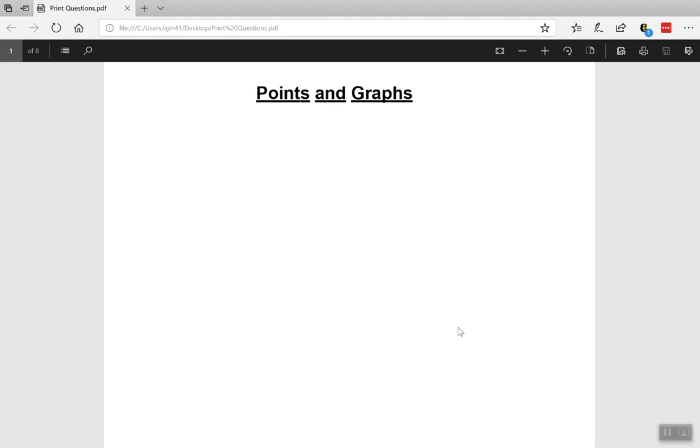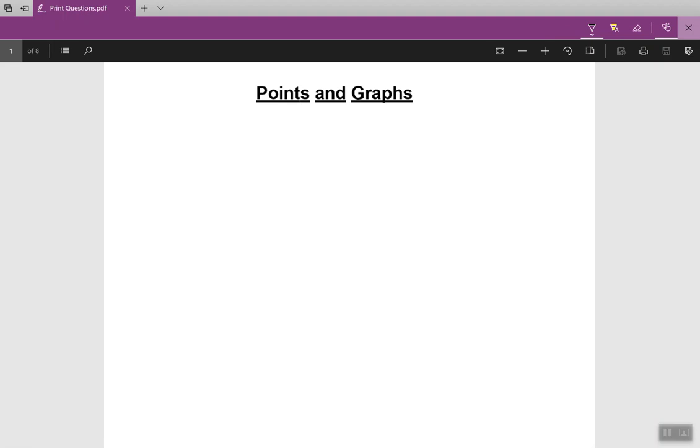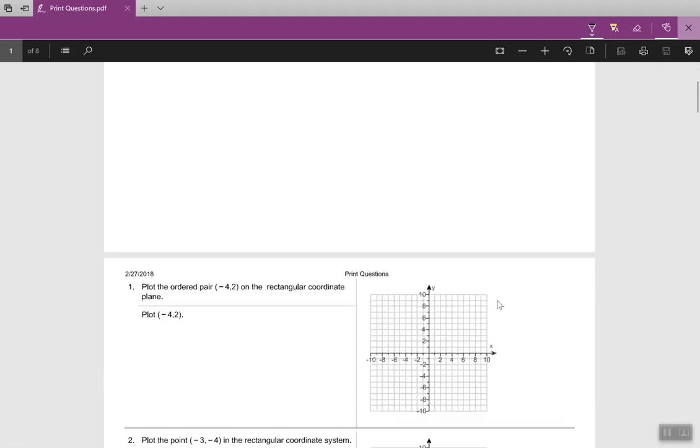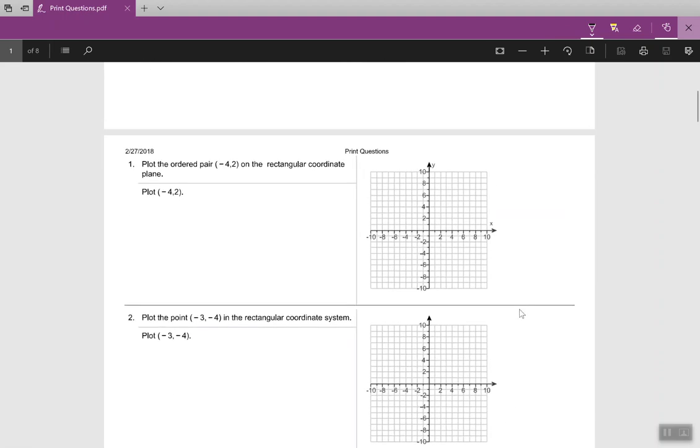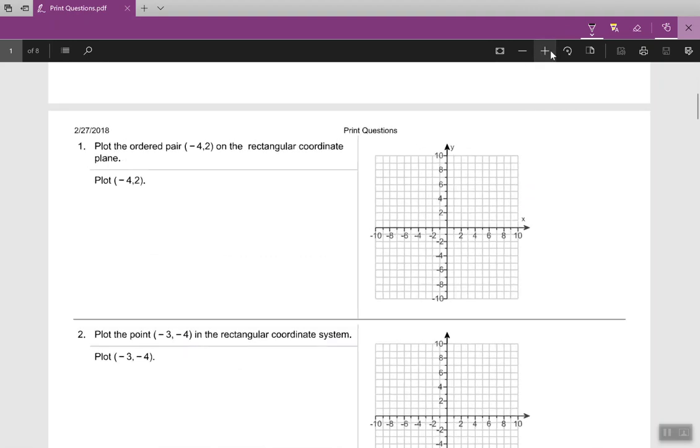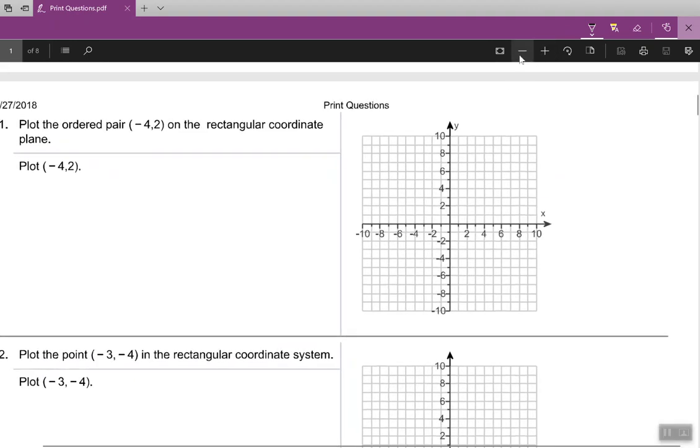Okay, let's take a look at points and graphs. So in this lesson, we will review how to plot points on a coordinate plane, and we will also graph some of the equations. Okay, so here, blow it up just a little bit.